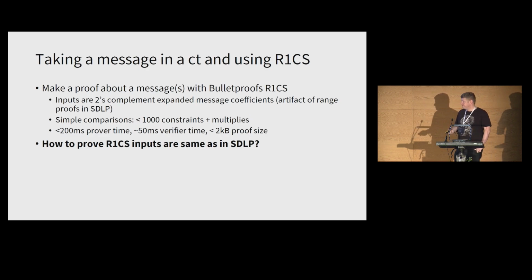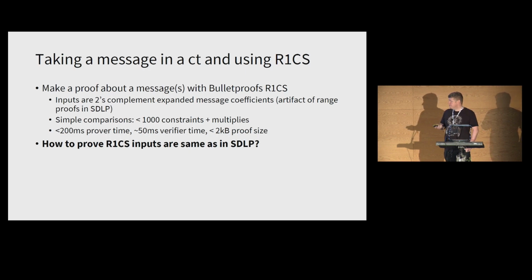For many of the kinds of things we want to show, we're doing simple comparisons, for example, in zero knowledge. These are fairly small. They're under 1,000 constraints, under 1,000 multiplies. Prover times are well under a second. Verifier times are 50 milliseconds, somewhere thereabouts. And proof sizes are also under 2 kilobytes. So bulletproofs are perfectly fine for this.